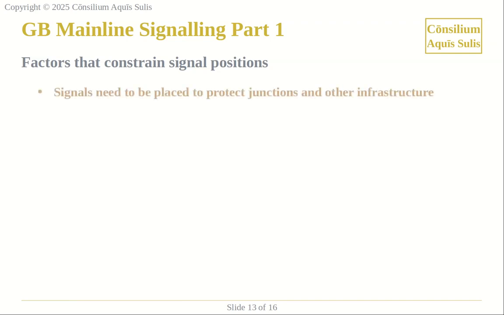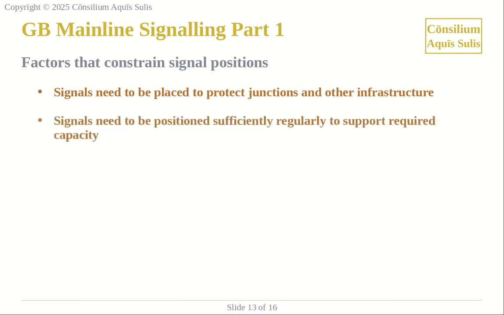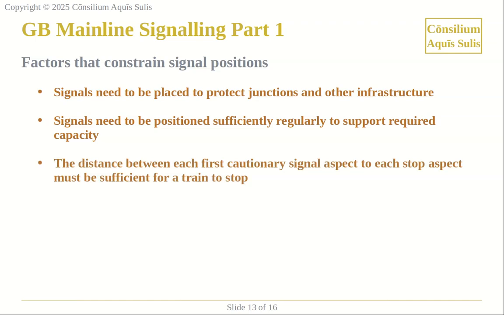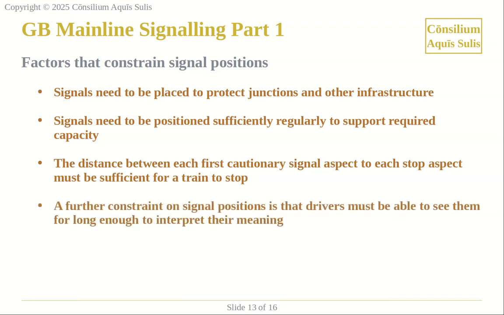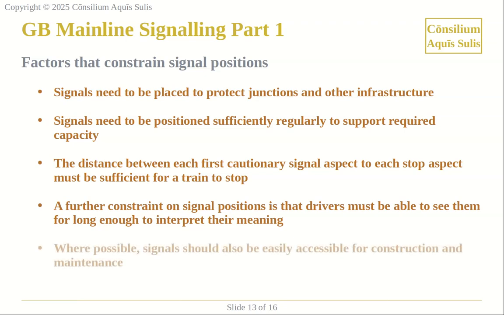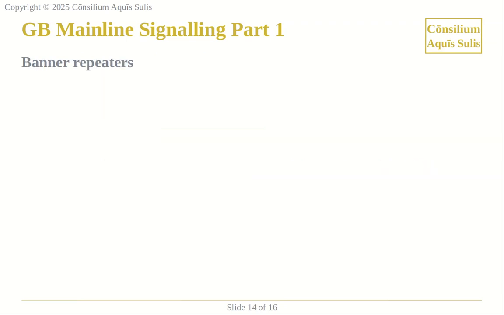We then moved on to look at some of the factors that constrain signal positions: the need to protect junctions and other infrastructure, the need to place signals sufficiently regularly to support required capacity, the need to provide sufficient distance for coming to a standstill between a first cautionary aspect and a stop aspect, and the need for drivers to be able to see signals for a sufficiently long time to interpret their meaning. And finally, the considerations of cost, construction and maintenance.